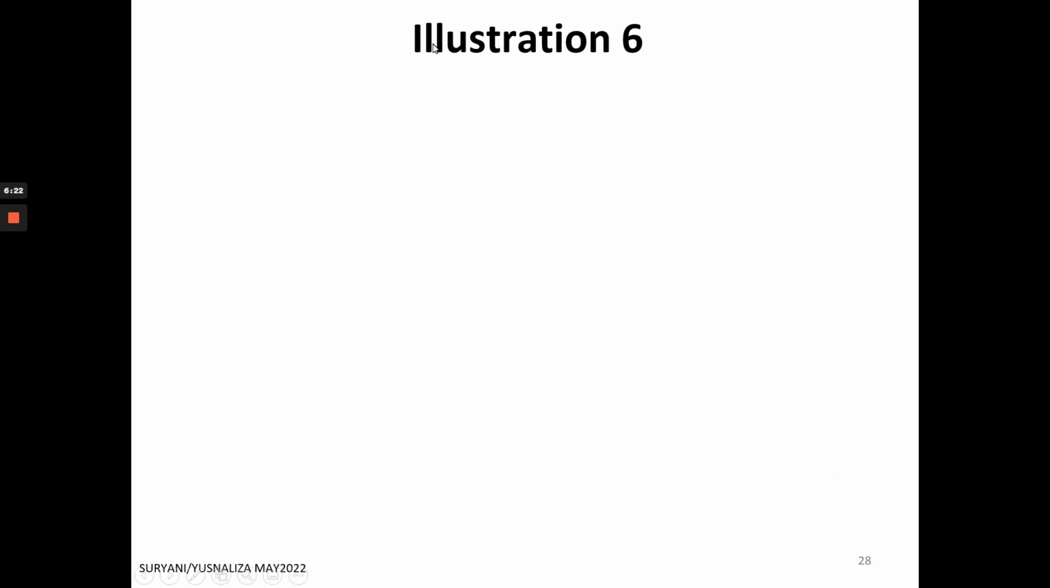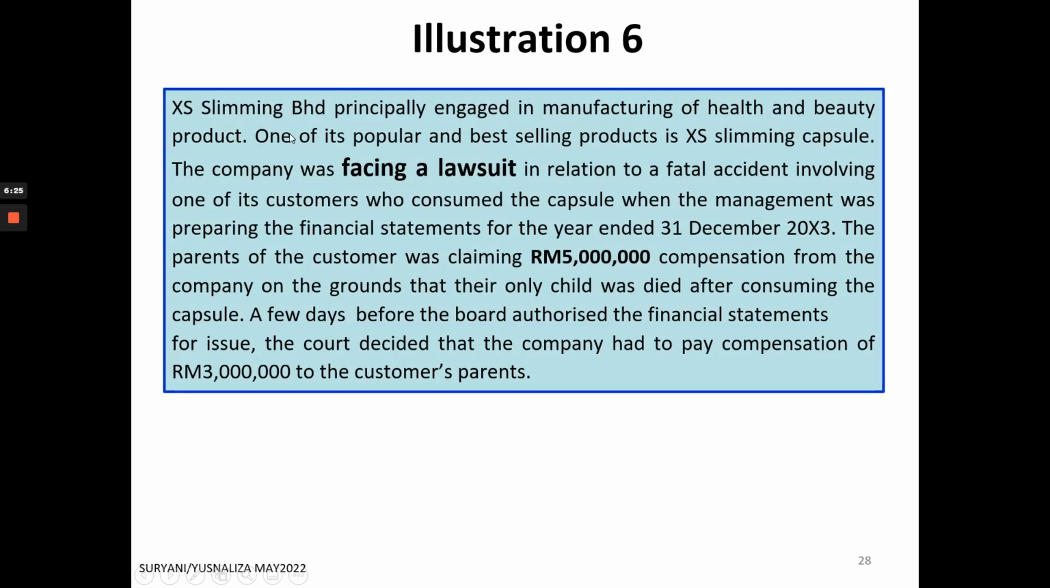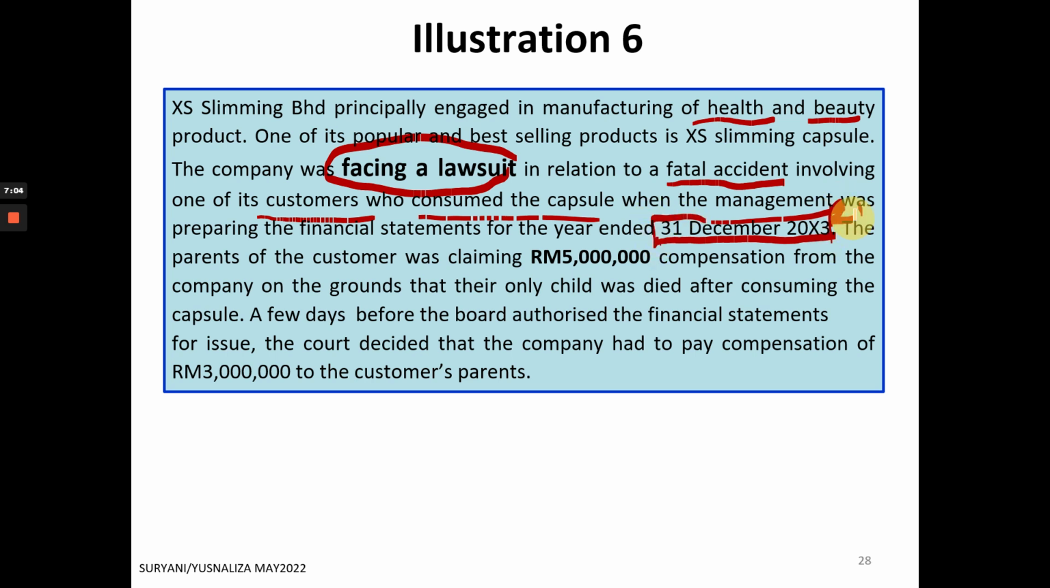Next, we go to illustration 6. Illustration 6 is about a company that was facing a lawsuit. You can read about this company called XS Berhad, where it faced a lawsuit for the product that it sold, which is a health and beauty product that actually led to a fatal accident involving the customer that consumed the capsule when the management was preparing the financial statement. So the consumption of the capsule was somewhere during the reporting period ended 31st of December 2006. That is the reporting date.